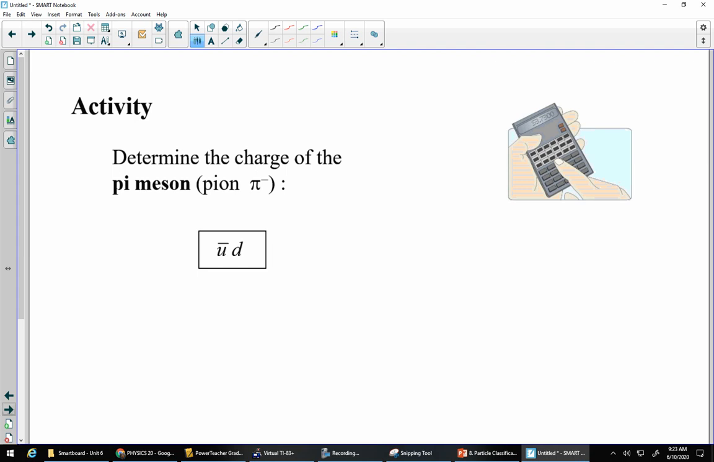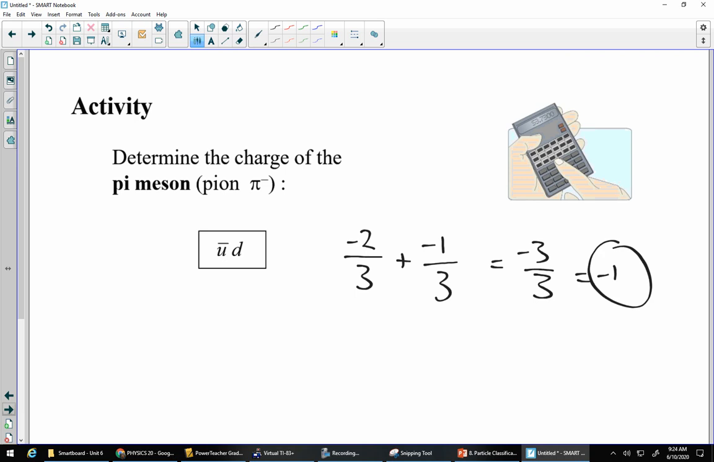So real quickly, can you determine the charge of the pi meson? Another hadron, the pi meson. So there's an anti-up and a down. Go ahead, you can put it on pause if you need to. Try and figure out the charge of a pi meson. So let's see, an anti-up would be negative 2/3 plus a down, which is negative 1/3. So negative 2/3 plus negative 1/3 is negative 3/3, which is a charge of negative 1. So the pi meson has a charge of negative 1.